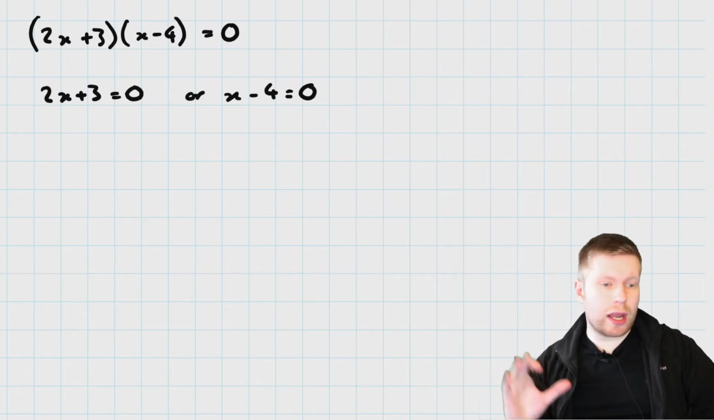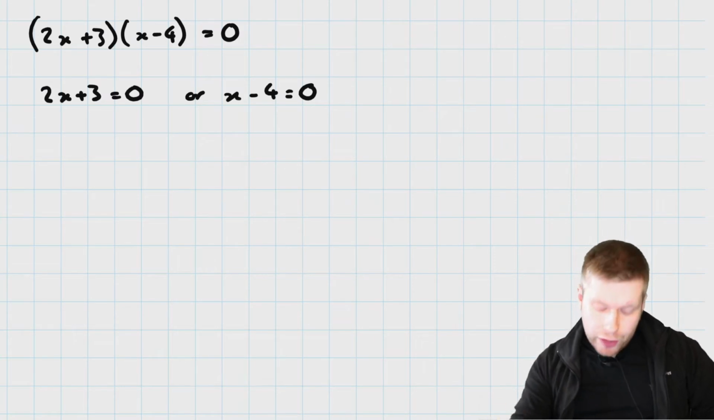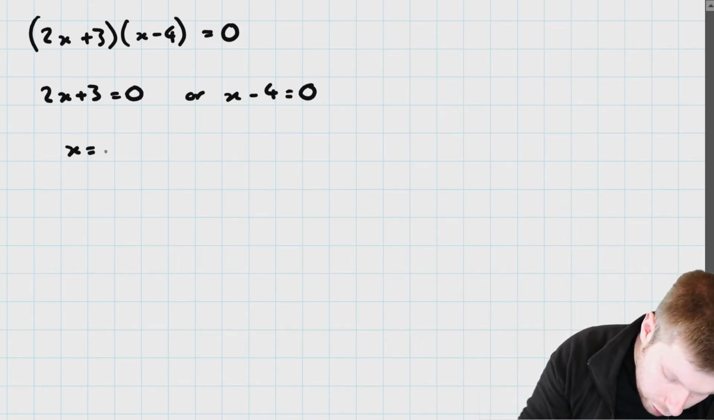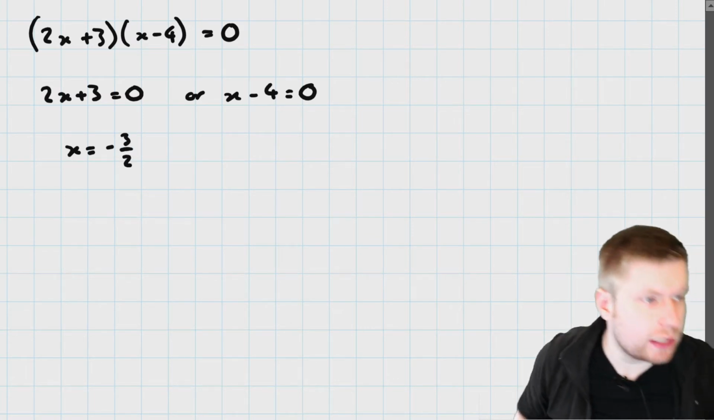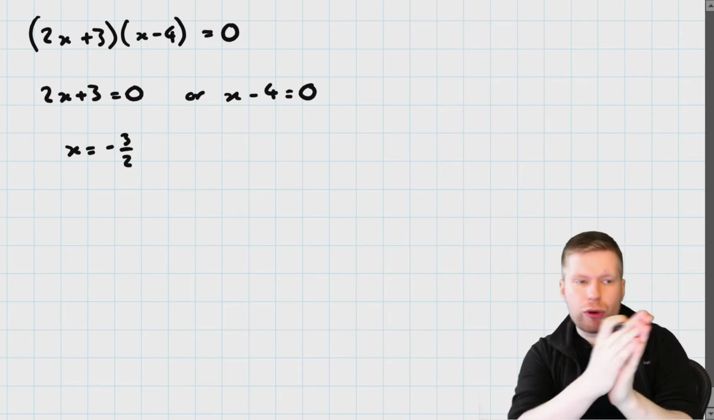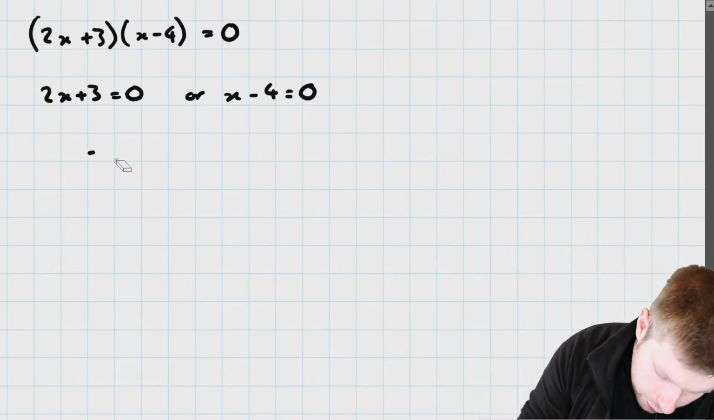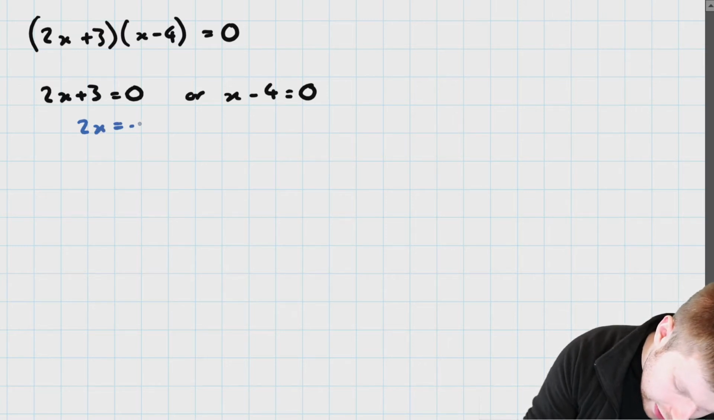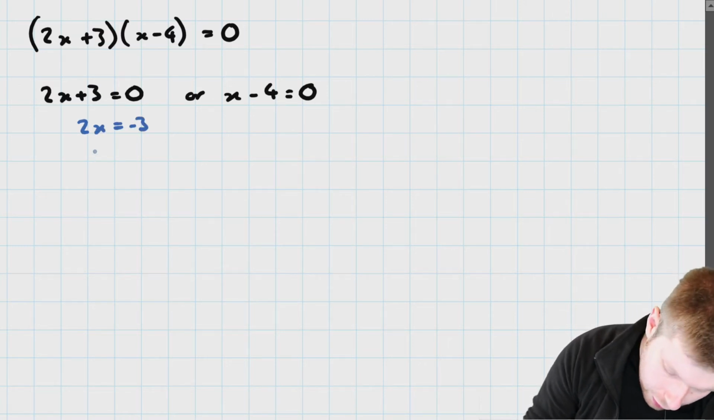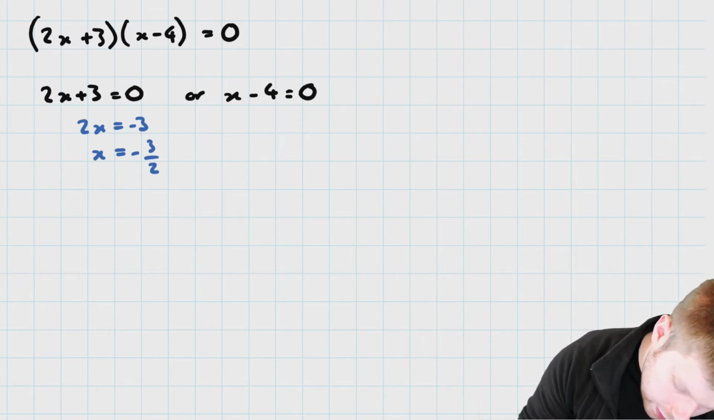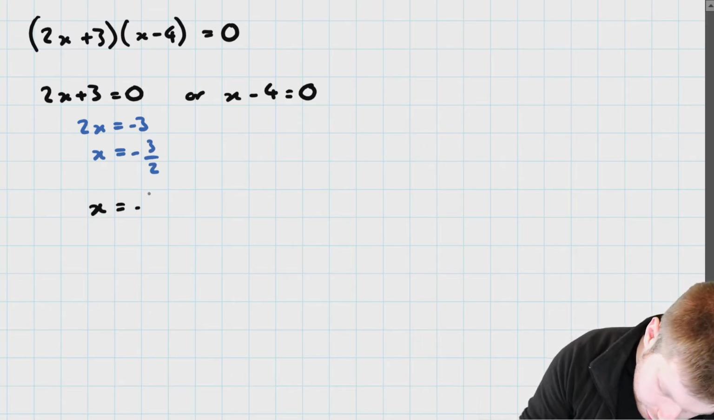So either 2x plus 3 or x minus 4. So if I solve this, I have 2x plus 3 equals 0. Well, that's going to give me x equals negative 3 over 2, or negative 1.5 if you prefer. Remember, how did I get that? I just simply take away 3 from both sides. In fact, let me write this down properly. I take away 3 from both sides, so I get 2x equals negative 3, and then I divide both sides by 2. So I get x equals negative 3 divided by 2. So that's one of my values of x, negative 3 over 2.